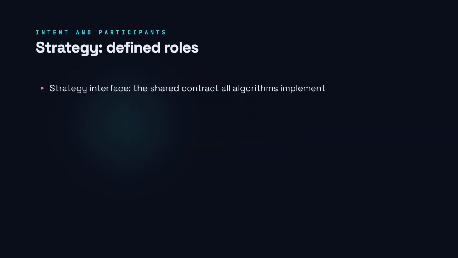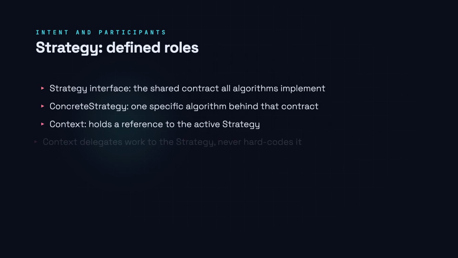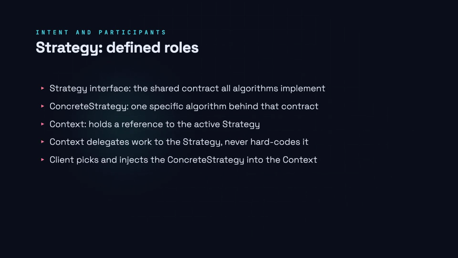The Gang of 4 defines strategy like this. Define a family of algorithms, encapsulate each one, and make them interchangeable. There are 3 named participants. The strategy interface declares the operation every algorithm must provide. Each concrete strategy is one implementation of that interface. The context is the object that needs an algorithm. It stores a reference to a strategy and delegates to it, so it never knows which concrete version it is working with. The client is the code that wires the right concrete strategy into the context.